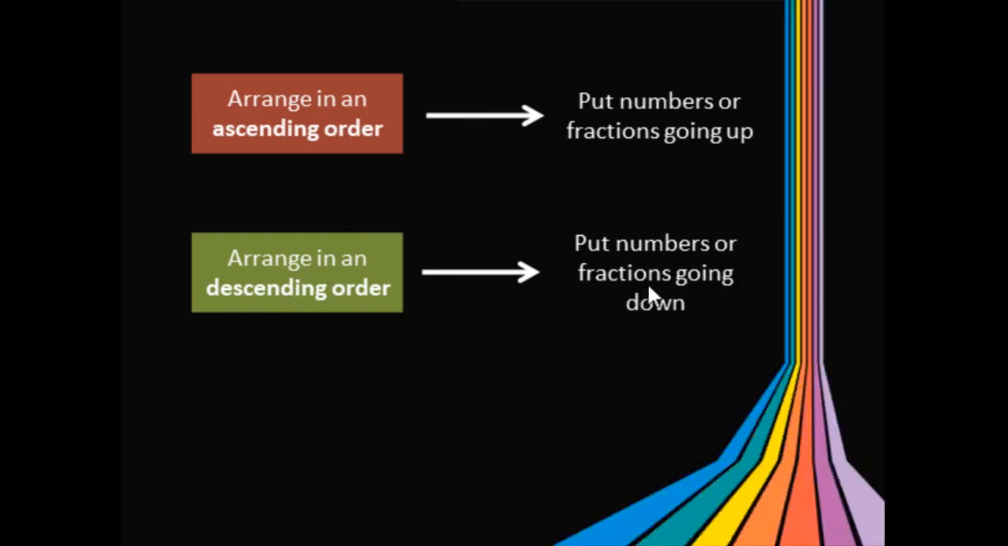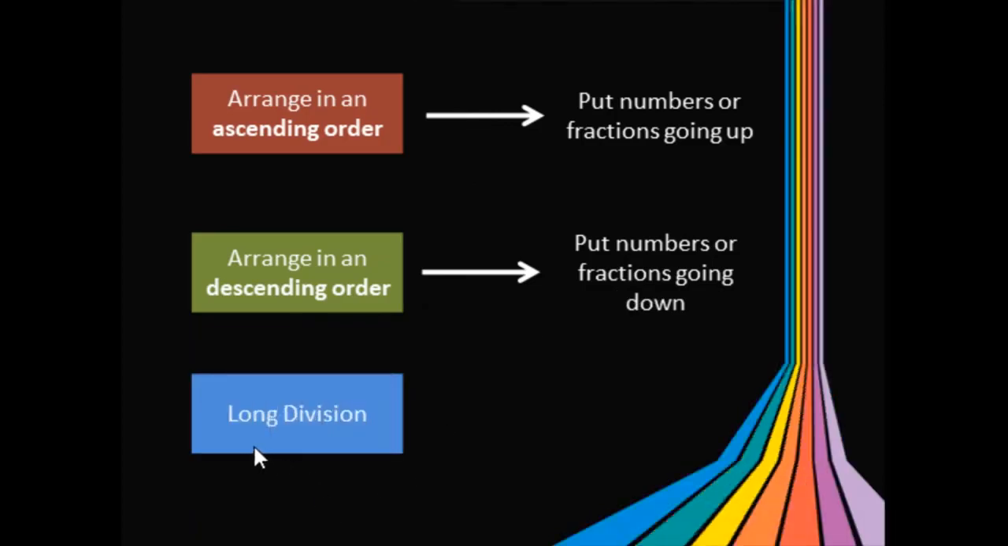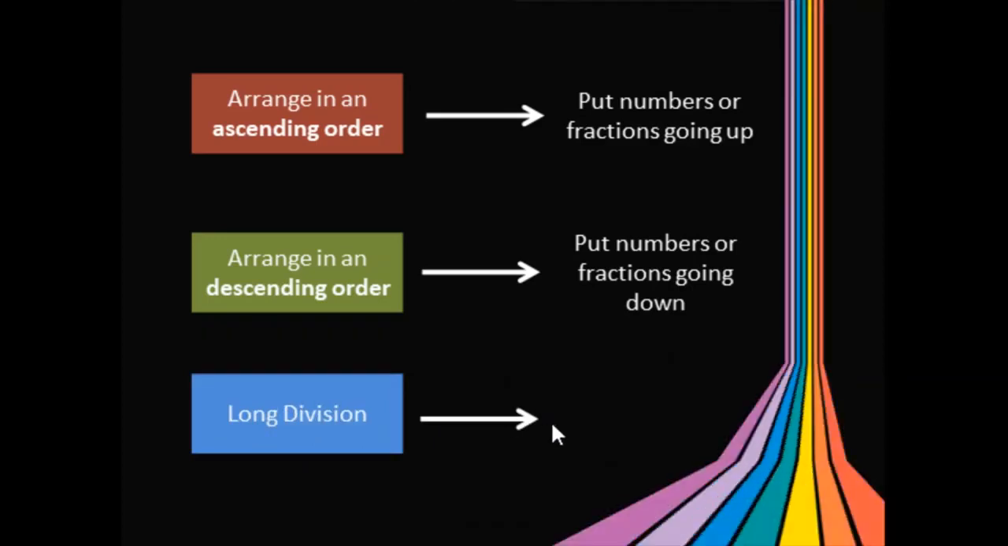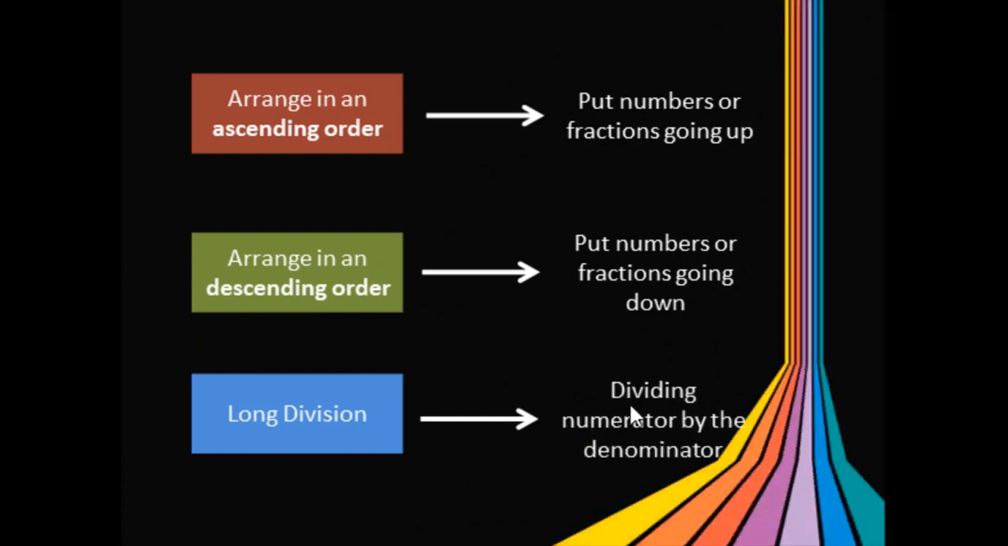It's going down. And another term is long division. Long division is used when we try to change a fraction into a decimal number, and that is by dividing the numerator by the denominator.